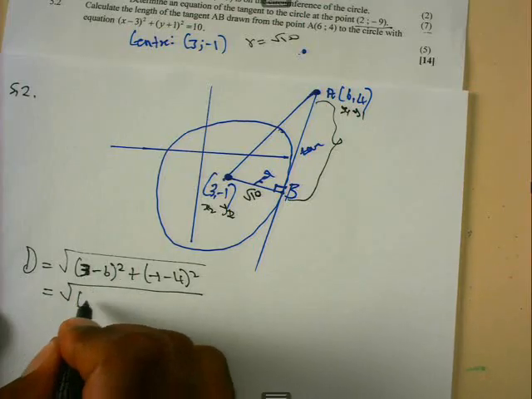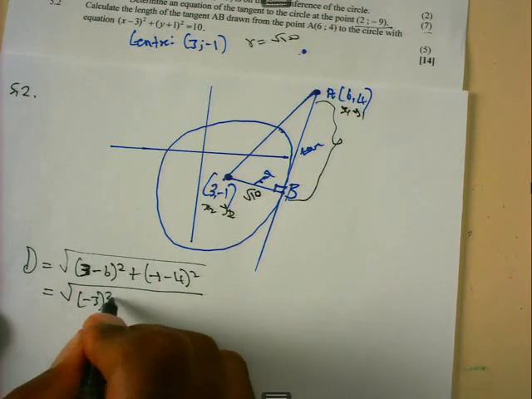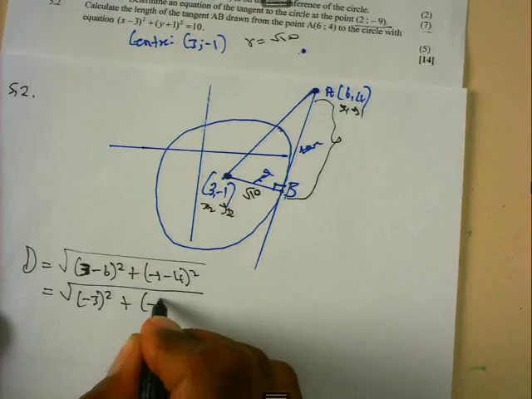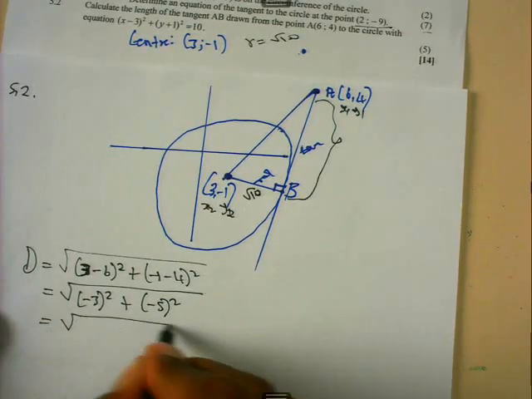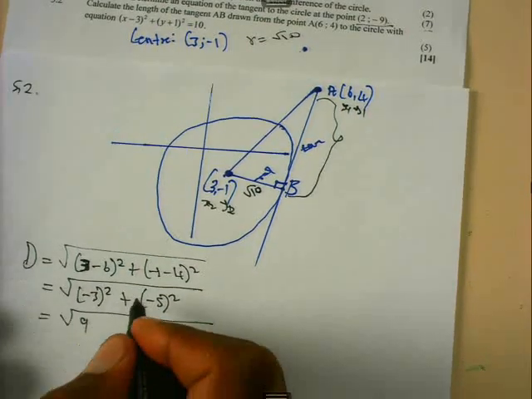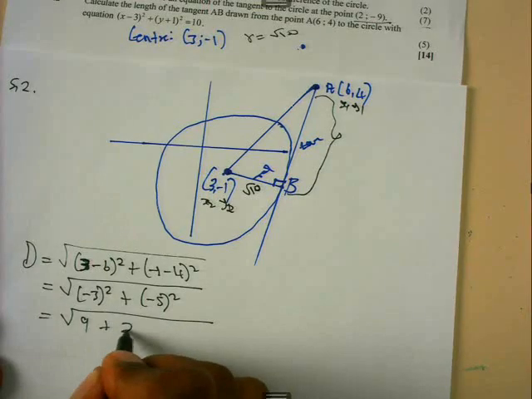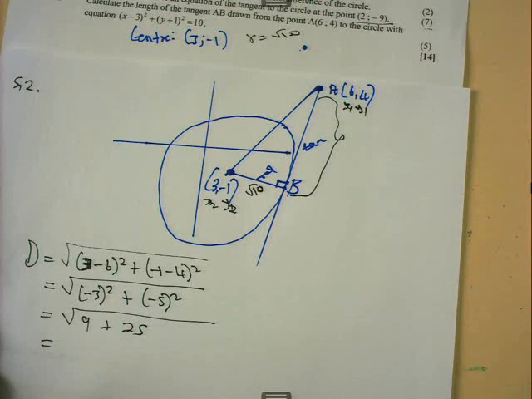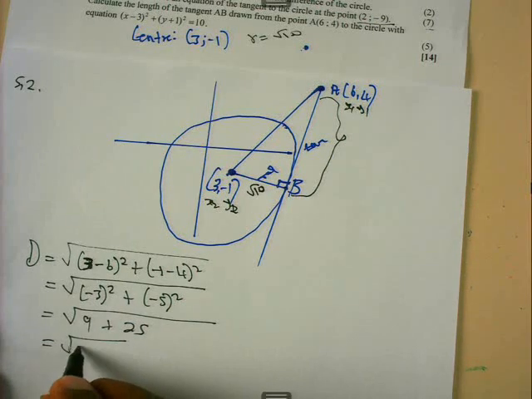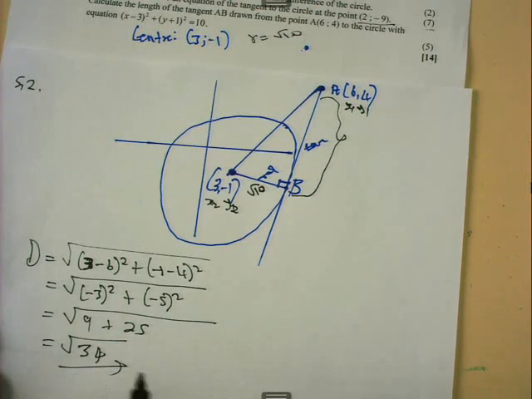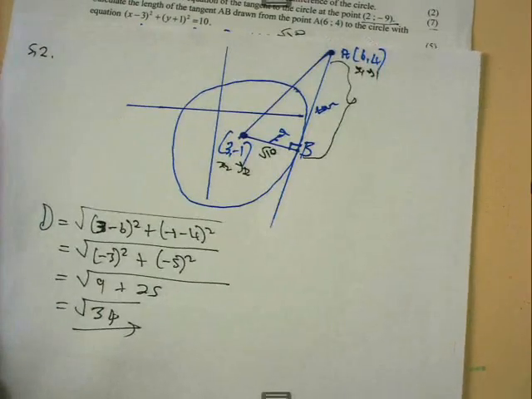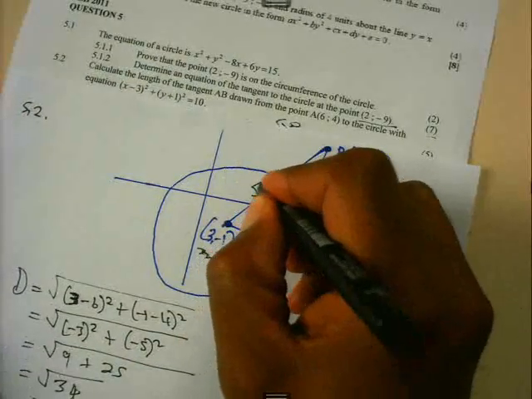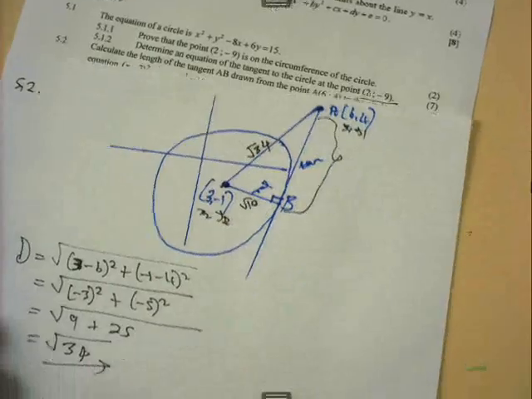Now, what is it that we are having here? 3 minus 6 is minus 3, all squared. And now here we have minus 5, all squared. Now, from here, minus 3 squared is 9, plus minus 5 squared is 25. 9 plus 25 is what? That is the square root of 34. Therefore, this side here is the square root of 34.